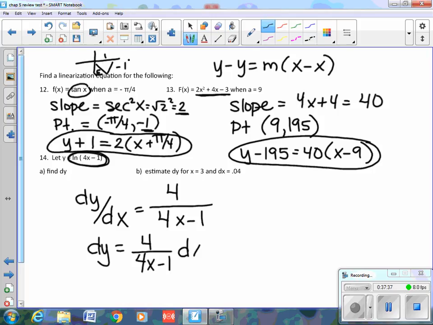Okay, now, this is the A answer. The B is substitute in place of the x, 3, and in place of dx, 0.04. I think you can finish this one on your own to come up with the answer that they have.